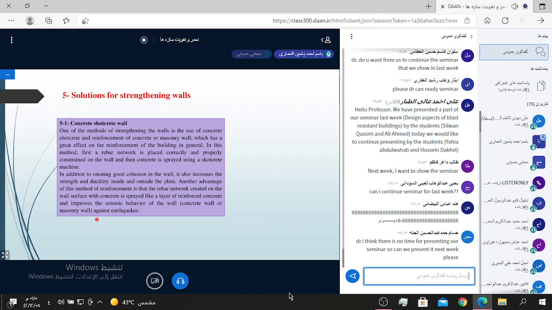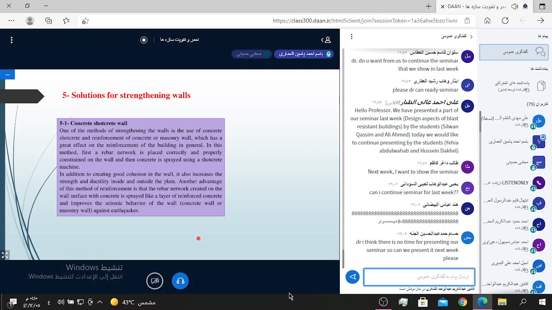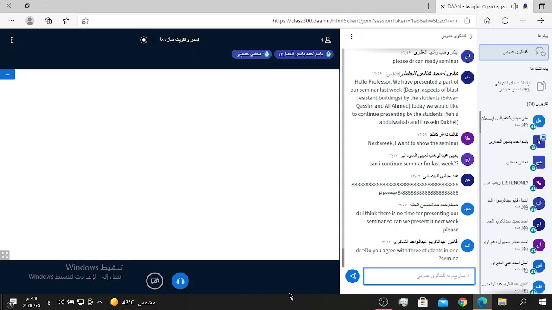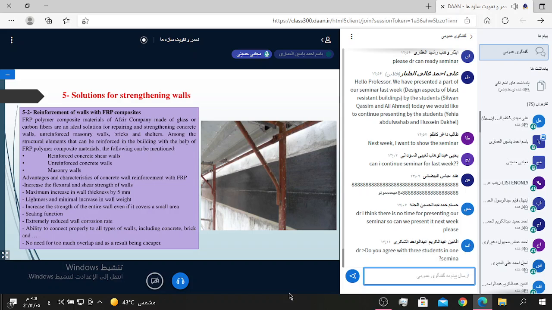Another advantage of this method is for wall surfaces or concrete layers of reinforced concrete, and most walls can be strengthened with FRP composite.